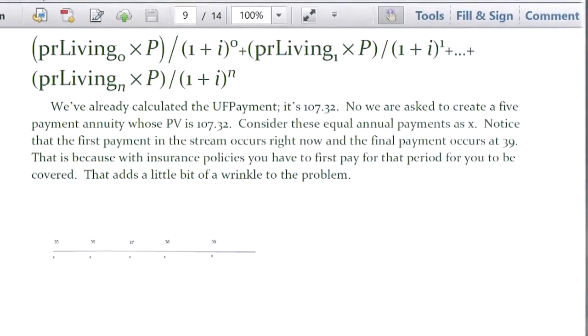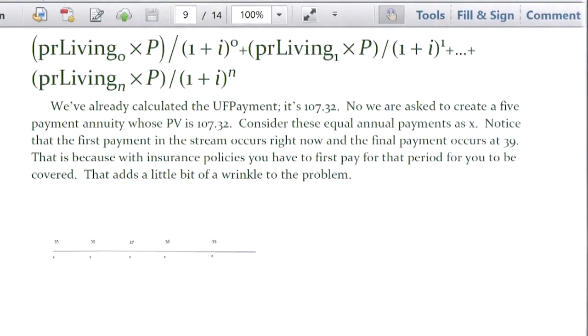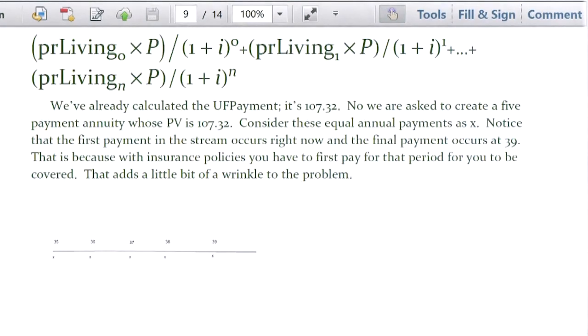So the question is, what are those X's? We have to solve for that equal X amount so that the present value at 35 is 107.32, which is that lump sum premium. So all we are doing in this problem is decomposing that lump sum premium present value into equal annual annuity amounts, which represent annual payments to the insurance company as premium payments.